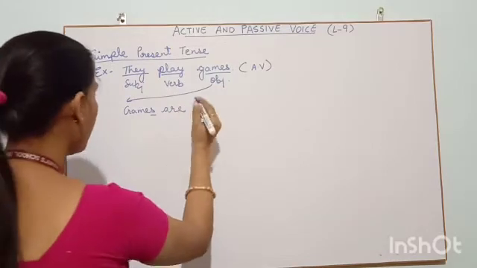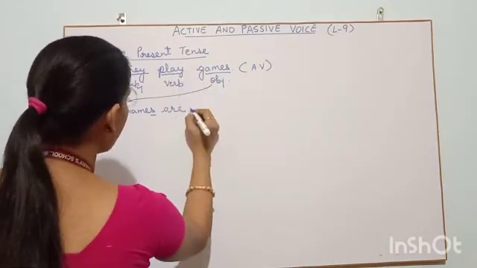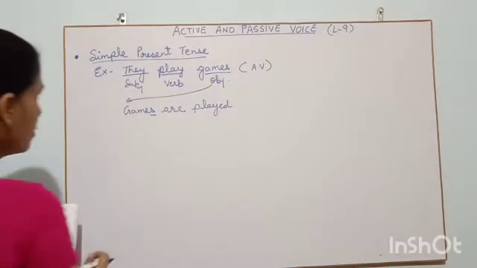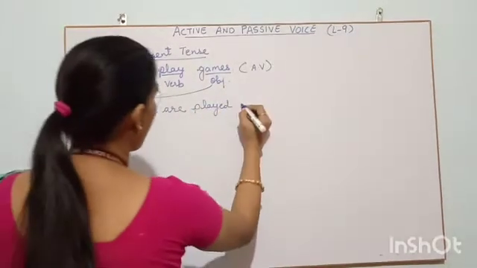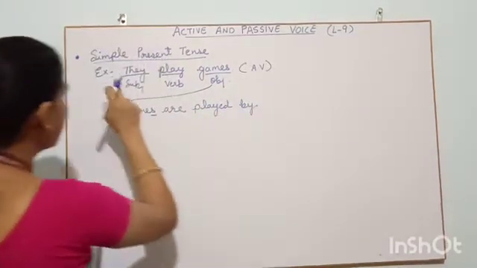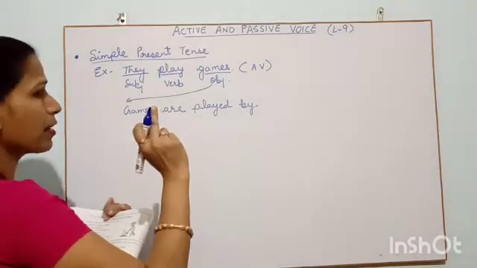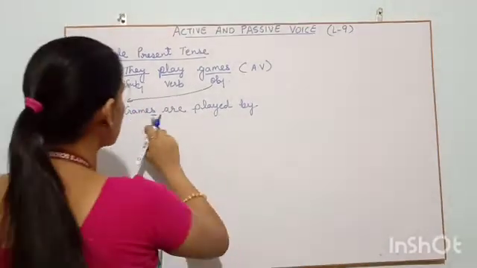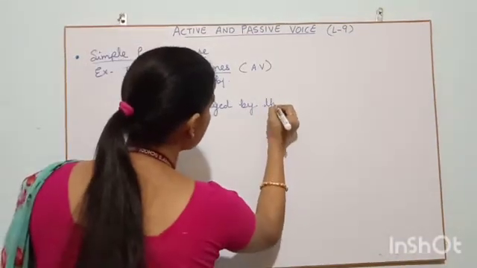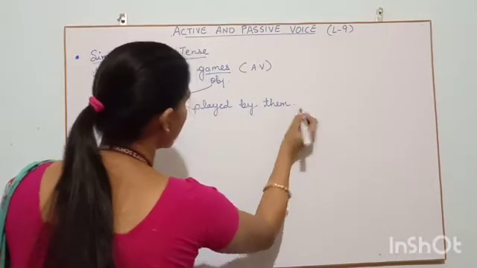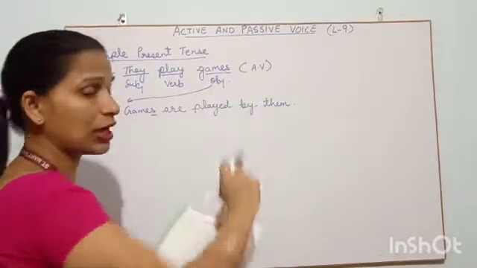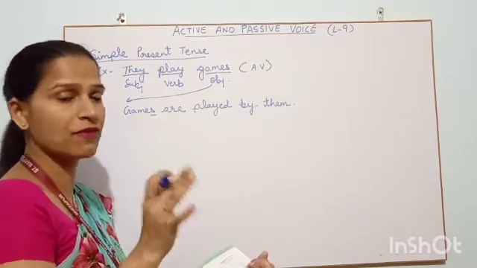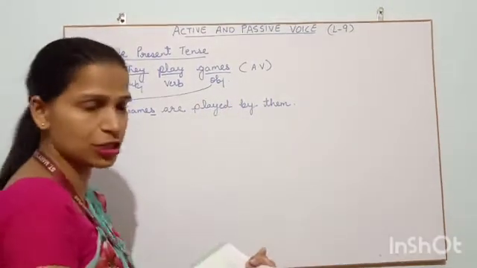Games are, then play is there, so we will have the third form of the verb, that is played. And by whom? By they. If you remember, I have written that the personal pronoun they will change into them. So: games are played by them. That is why I have given you a small chart here so that you can memorize that. I would like you all to note it down so that whenever you are changing, you can change accordingly.